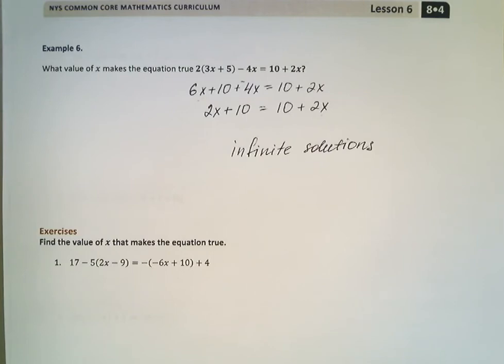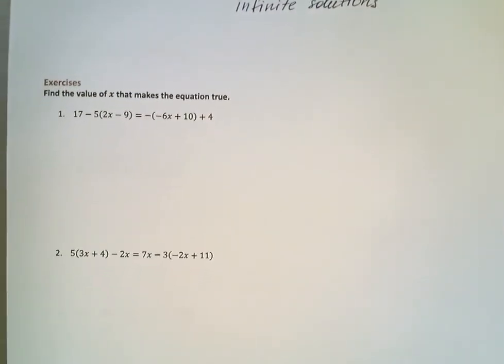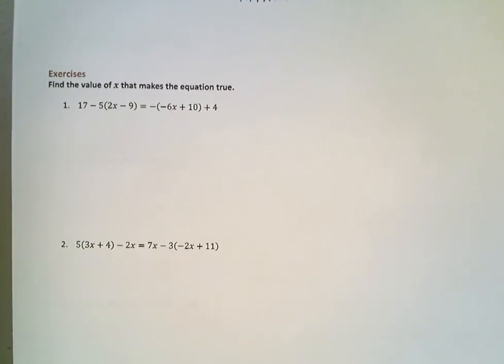All right. So now it's your turn to try the exercises. When you're done, pause the video, solve them, and then we will go over the answers together.